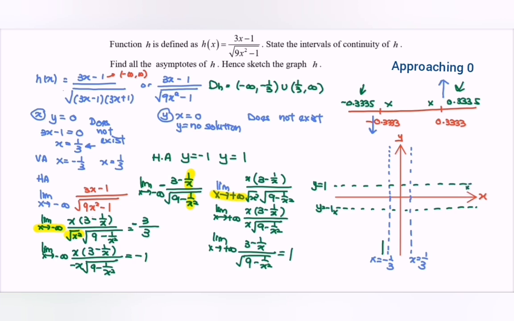So basically the graph will be something like this, where the point 1 over 3, 0 is not included. So that is the graph for h(x) equals 3x minus 1 over the square root of 9x squared minus 1.